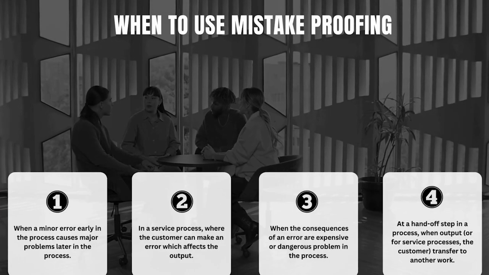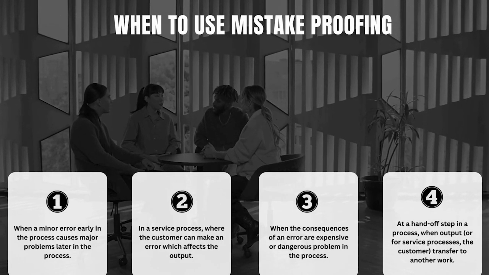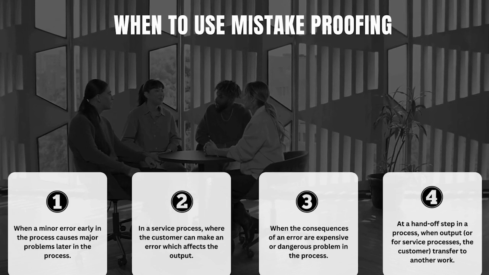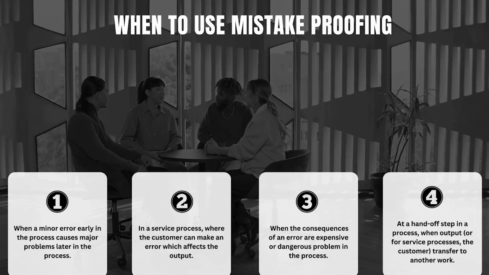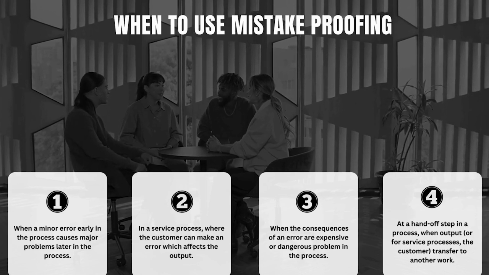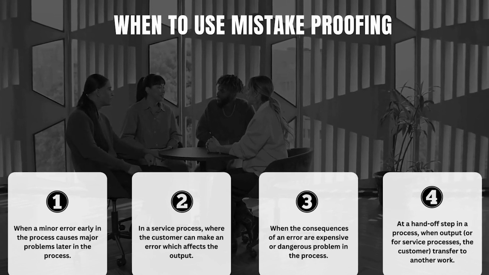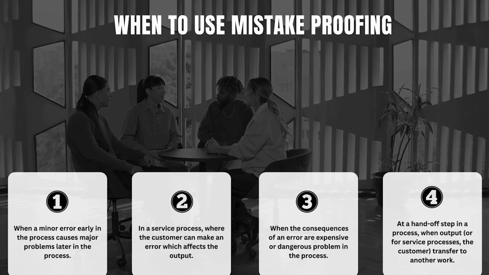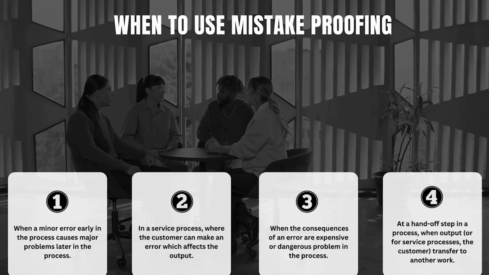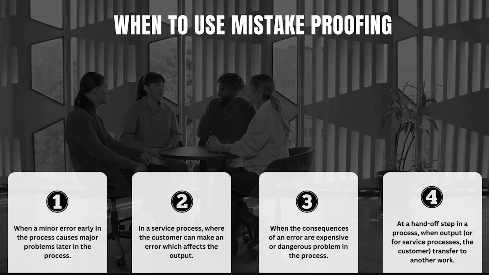When to use mistake proofing? First, when a minor error early in the process causes major problems later in the process. Second, in a service process, where the customer can make an error which affects the output. Third, when the consequences of an error are expensive or dangerous. Fourth, at a handoff step in a process, when output, or for service processes, the customer, transfers to another worker.